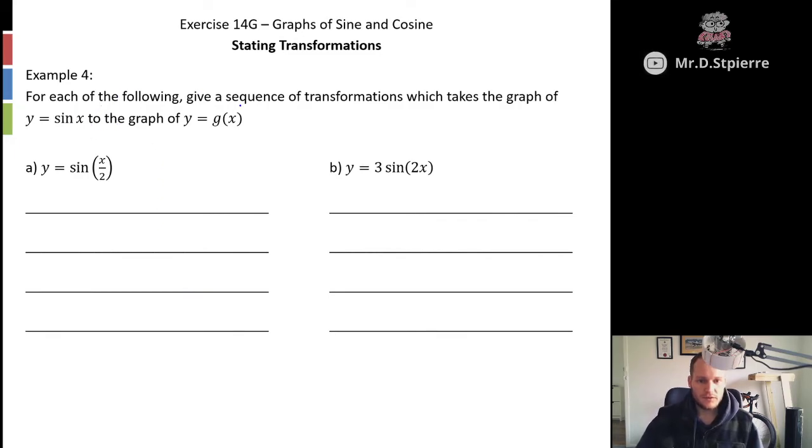So for each of the following, give a sequence of transformations which takes the graph of y equals sine x to the graph of y equals g of x, which are these two different graphs here. So we're starting with y equals sine x. We're going to something else. What are the transformations that we need to do? Well, the trick here is to rewrite it where the operators are applied directly to the x or directly to the y.